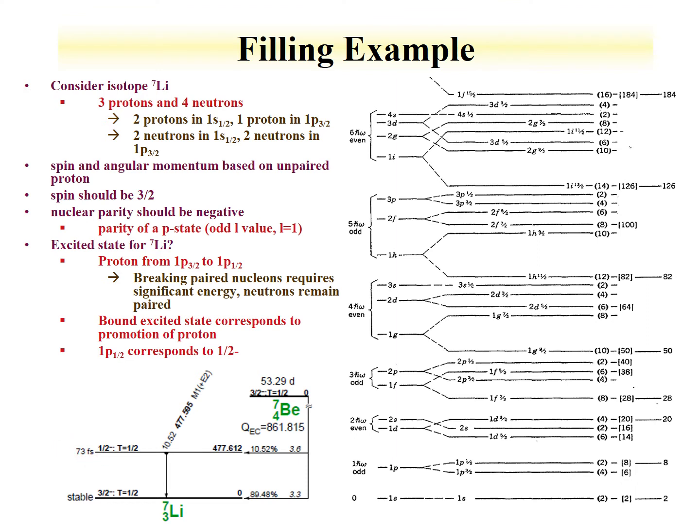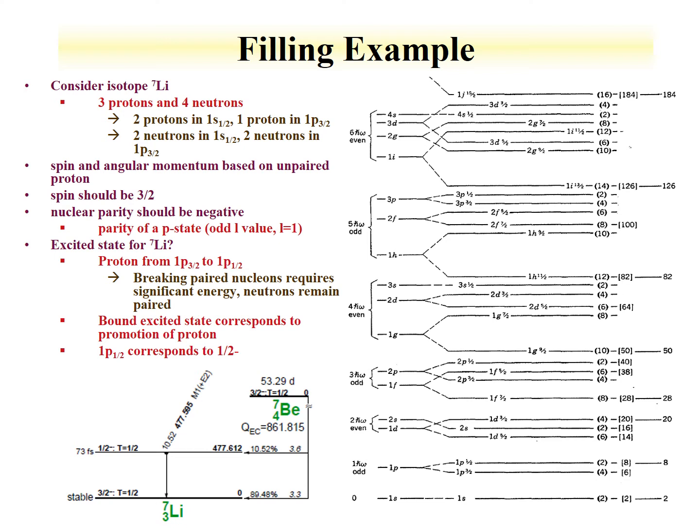So the question is, if I have an excited state, I can either take the unpaired proton and excite it, or split one of the paired neutrons and excite one of those. It's much easier for the first excited state just to take the unpaired nucleon and excite it. So the unpaired nucleon would be living in this 1p 3/2. The next state up would be the 1p 1/2 state.